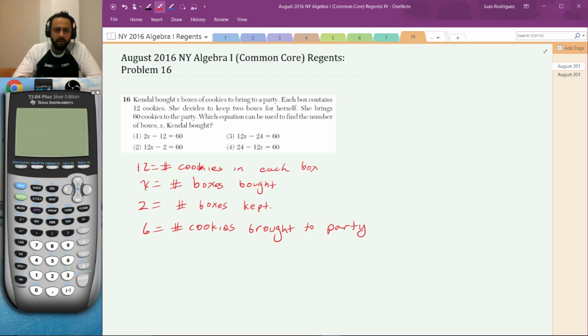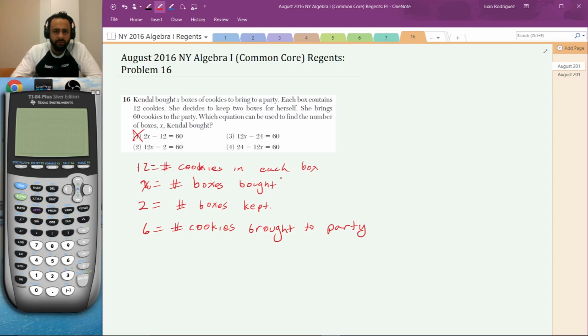Okay, so now how do these numbers fit together? That's going to be the key to getting this question right. So in the first equation, we see that 2x minus 12 is 60. If you're multiplying 2 times x, you're multiplying a number of boxes times another number of boxes. So that can't be the answer, no matter what these numbers mean, no matter what the rest of the equation means.